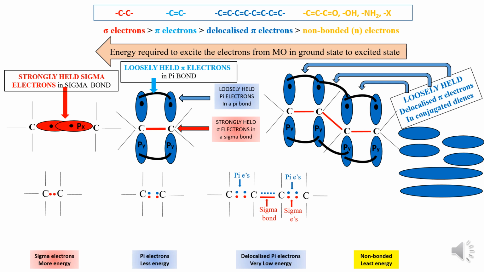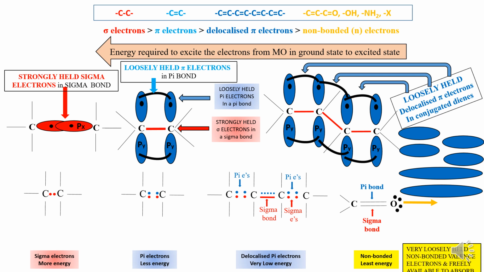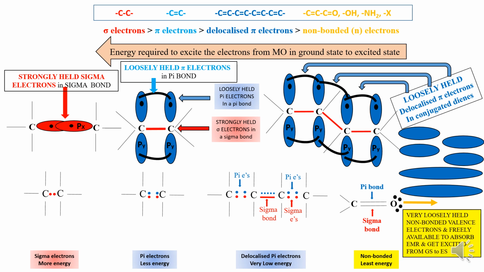Now what about the non-bonded electrons present in heteroatoms? They require the least energy, because the non-bonded electrons present on heteroatoms like oxygen, nitrogen and halogens are very loosely held and freely available to absorb the electromagnetic radiation, so that they can get excited from the ground state to the excited state.